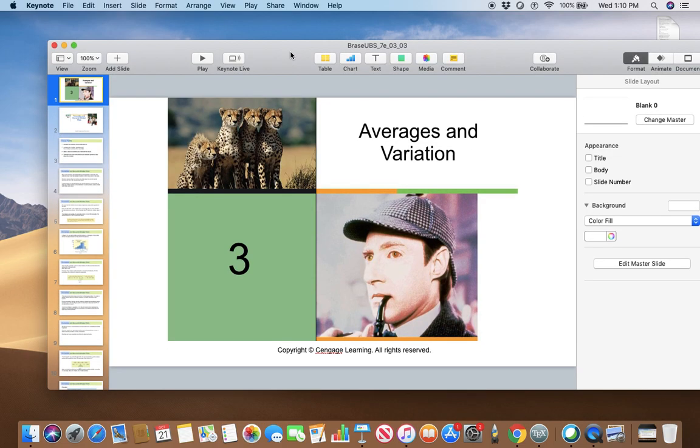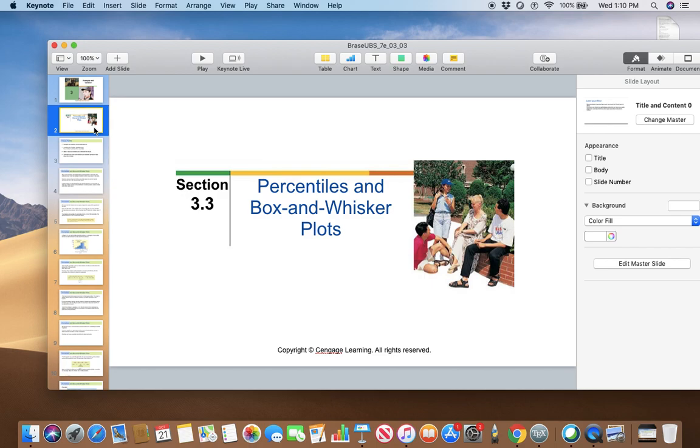Welcome back. Chapter 3, Section 3.3. Percentiles and box and whisker plots.